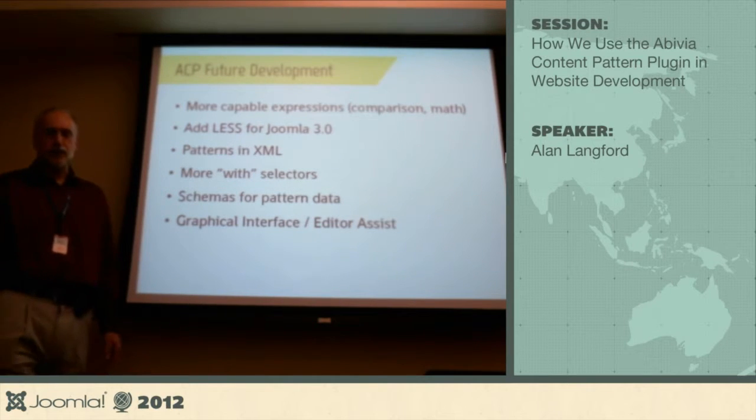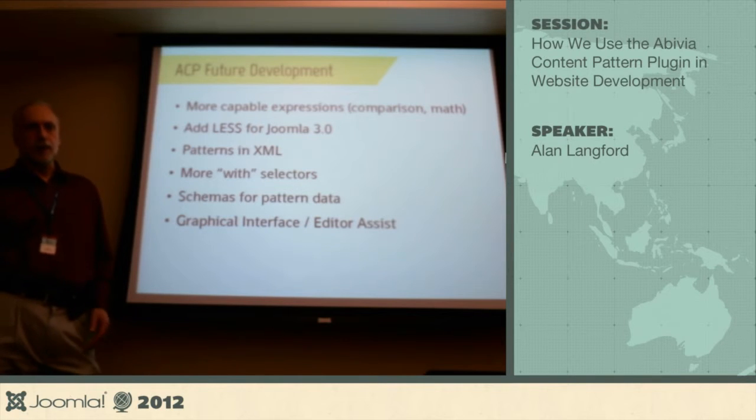Adding new selectors to the with. Right now we've got articles and categories. We want to be able to do a couple of other things with ordering and perhaps matching tags, things like that, so we can actually pull things based on a taxonomy.